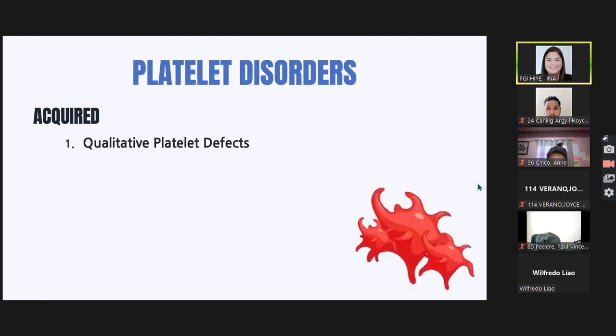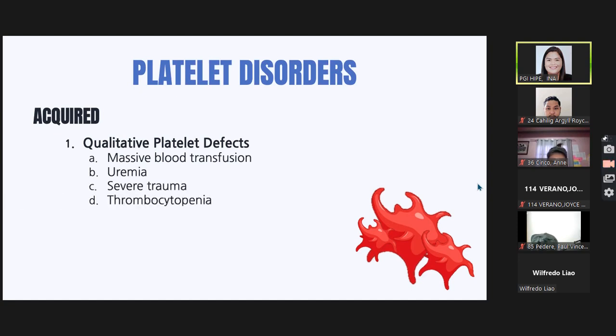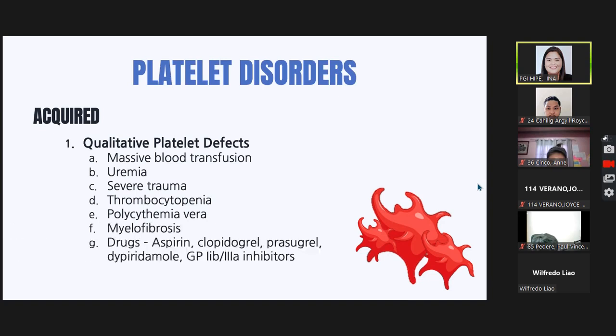Okay, so we go now to qualitative platelet defects. Examples are massive blood transfusion, uremia, severe trauma, thrombocytopenia, polycythemia vera, myelofibrosis, and of course, effects of drugs such as aspirin, clopidogrel, prasugrel, paracetamol, and GP IIb/IIIa inhibitors.